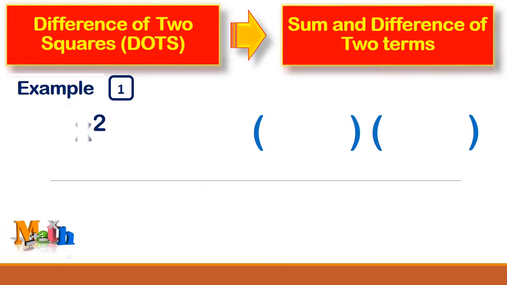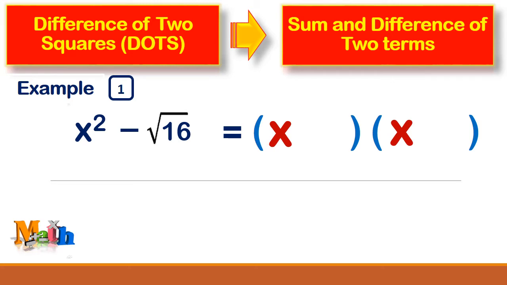Let's try example number 1. We're going to get the factors of x squared minus 16. So, we're going to get the square root of x squared. So, we have x, since x times x is equal to x squared. Then, we're going to get the square root of 16, which is 4, because 4 times 4 is equal to 16. Writing the answer as the sum and difference of two terms, so we have x plus 4 times x minus 4, and that is the final answer.